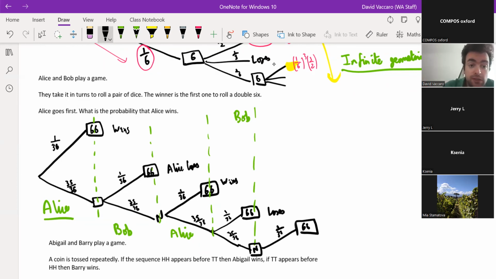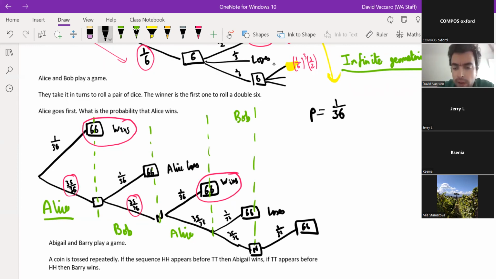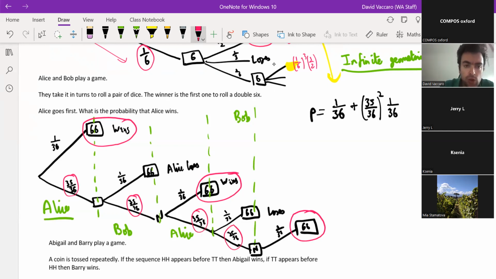So what's the infinite geometric series for Alice winning? She could win straight away, which happens with probability 1/36. The next time she could win is here, and this happens after 2 lots of missing a double 6. And then the next time she could win here is after 4 lots of missing a double 6.